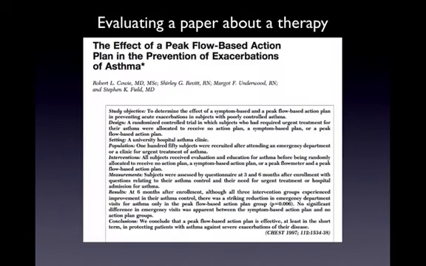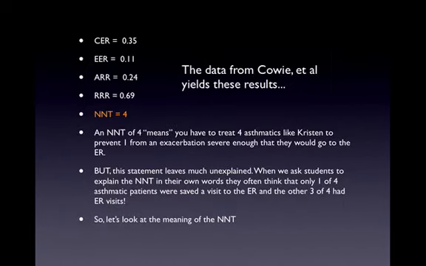Here's the Cowie paper that you're pretty familiar with, and here's the data from the Cowie paper. You recall that the control event rate was 0.35, the experimental event rate was 0.11, the absolute risk reduction was 0.24, the relative risk reduction was 0.69, and the number needed to treat was 4.